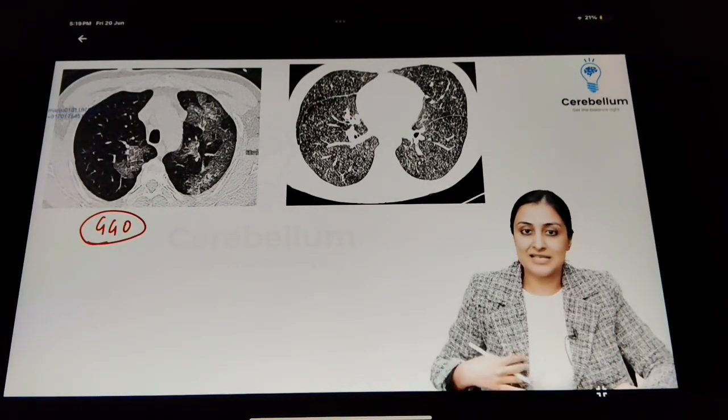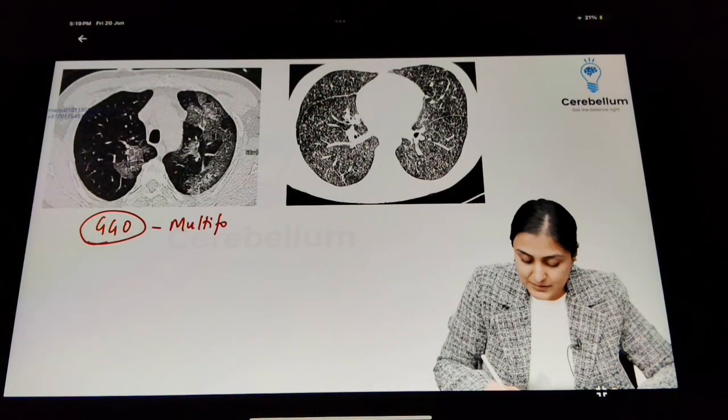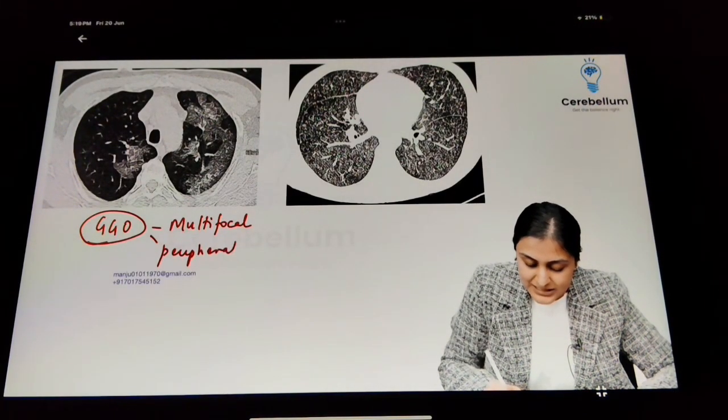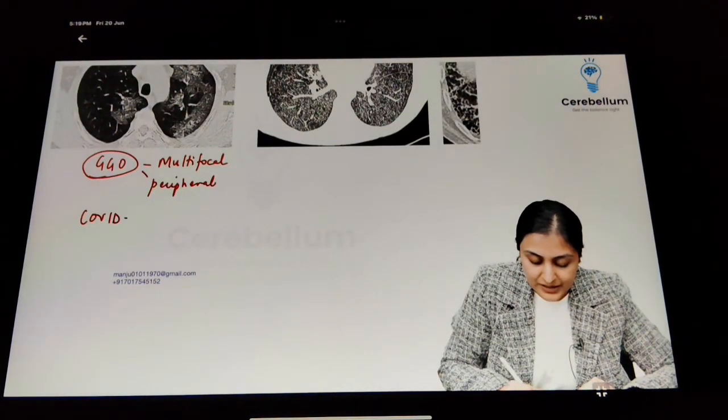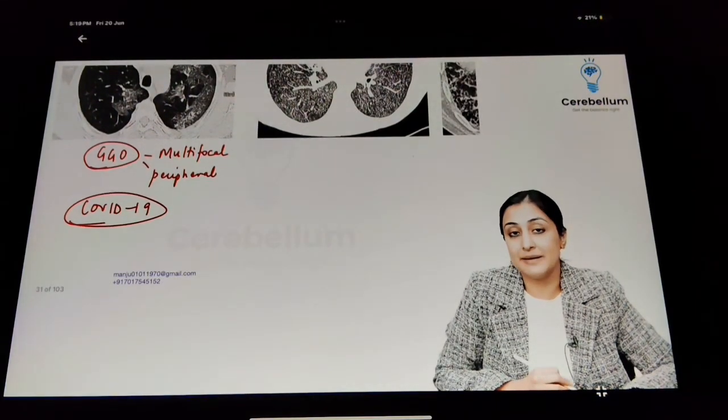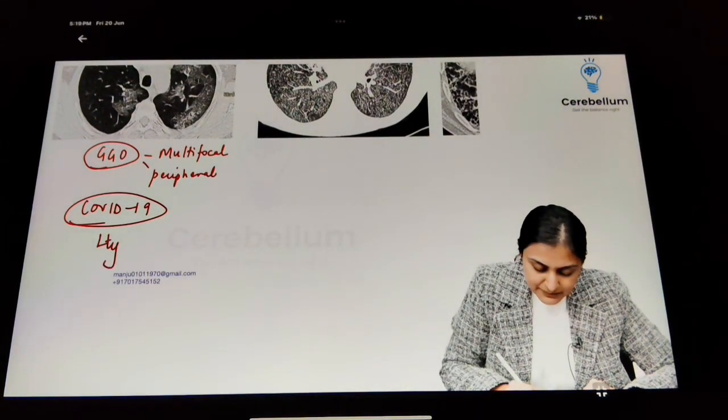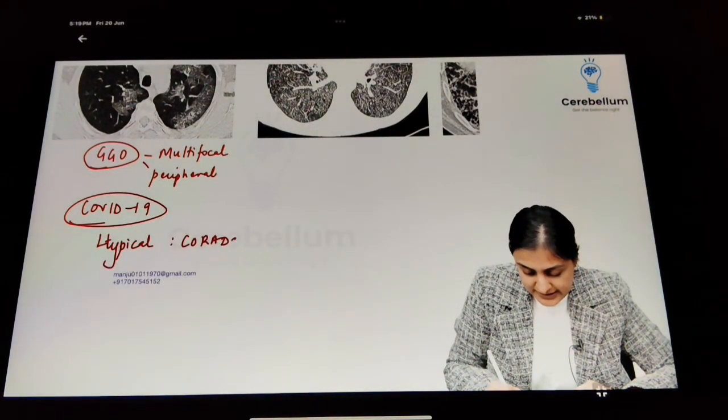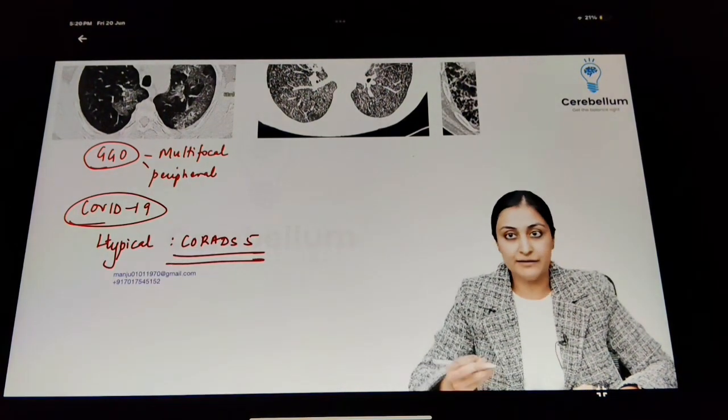So ground glass opacity, when I see these multifocal peripheral ground glass opacities, this is the hallmark of COVID-19. So COVID-19, the hallmark is multifocal peripheral GGOs. This is what we call typical COVID-19. We used to give a score of COVID-19, which is CORADS. Typical COVID is CORADS 5, right? So that's what you need to remember.